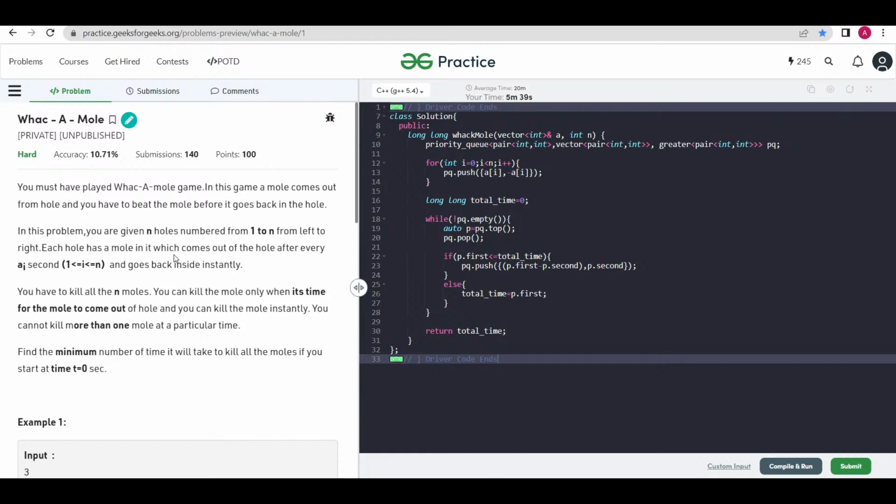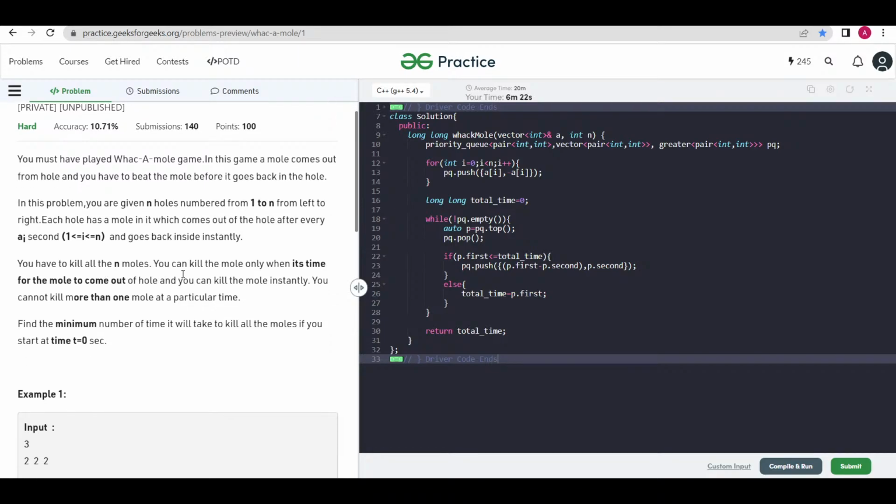So let me explain the question first, and then I will be discussing the approach. What we have been given is a game, the whack-a-mole game. In this game, we have been given n moles numbered from 1 to n, left to right. Each mole comes out at a certain point of time, that is A_i seconds, and then it goes back instantly. It comes out and goes back. Each mole has its certain time period at which it comes out. We have to kill all the n moles, and we have to find the minimum time so that we can kill all the moles.